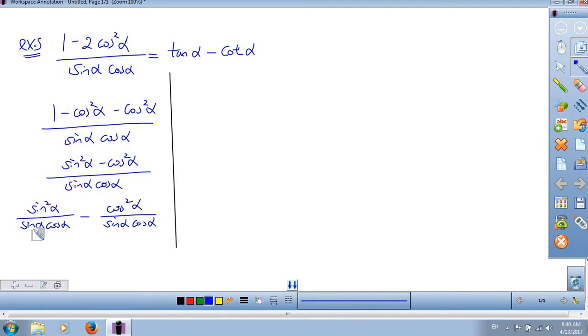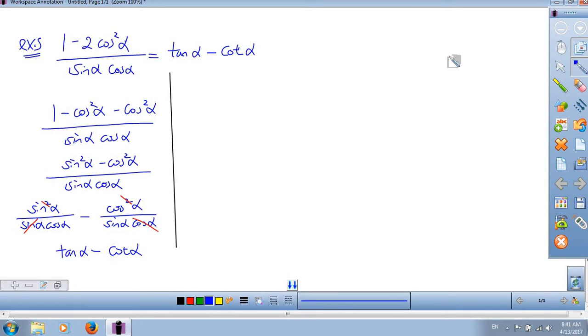So sine squared alpha divided by sine over cosine. Now you see, one of the sines cancels out. And then here, one of the cosines cancels out, right? So now it becomes sine over cosine, which is tangent. This becomes cosine over sine, which is cotangent. And so that is how we can transform this into that.